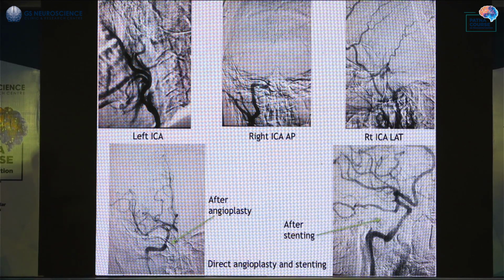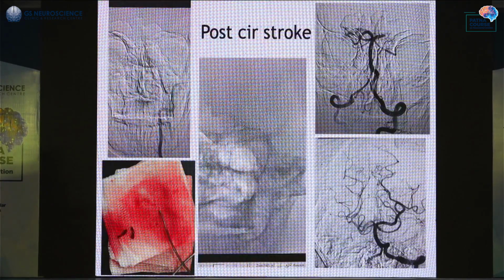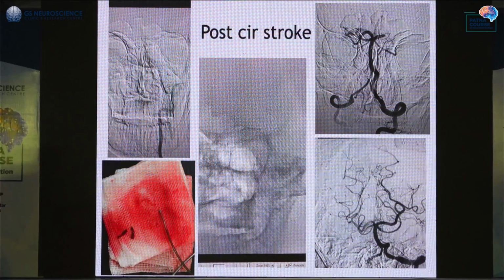Another similar kind of case where we did the direct stenting. Okay, you can see the anterior view, AP view, and the lateral view. Again, the ophthalmic is supplying, reforming the ICA, but again, the collateral is not sufficient to maintain the perfusion. So in this case, we crossed the wire first and directly placed the stent. So in a certain situation where you know this patient has significant stenosis, you can place the stent directly.